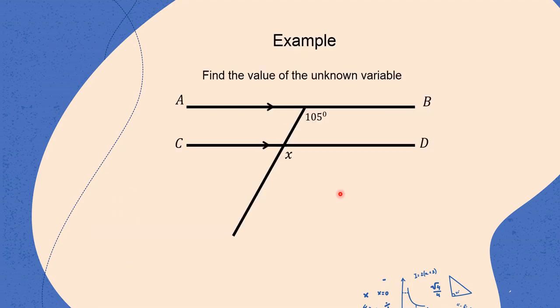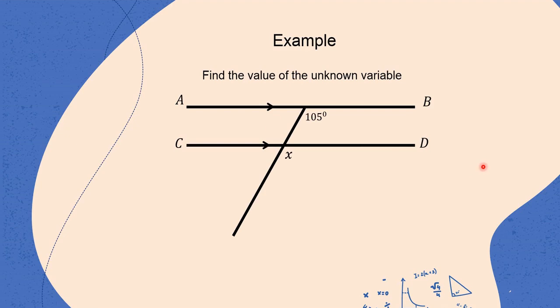Now time for an example. In our question, we are asked to find the value of the unknown variable. And in this case, what is our unknown variable? It is x, right? We are also given additional information. We are told that the lines are actually named in this case. The line AB is parallel to CD. And how do we know this? Because of our two arrows indicated here.